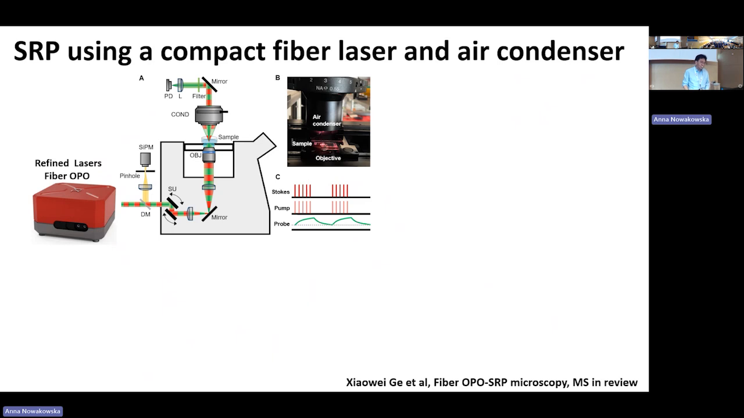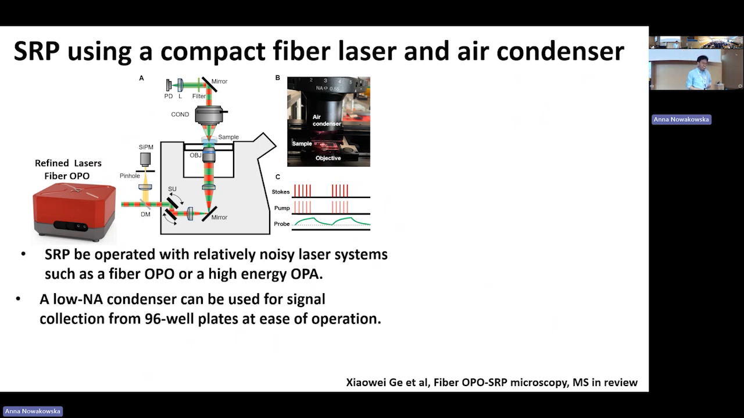You can also do this with a compact fiber laser. So this is a refined laser, which if you do SRS, you will need a band detection. But now you don't need it because this is an indirect measurement by a visible beam probing. And also you can do this with an air condenser. Here the air condenser serves as an iris before the detector. So this makes the measurement much easier.